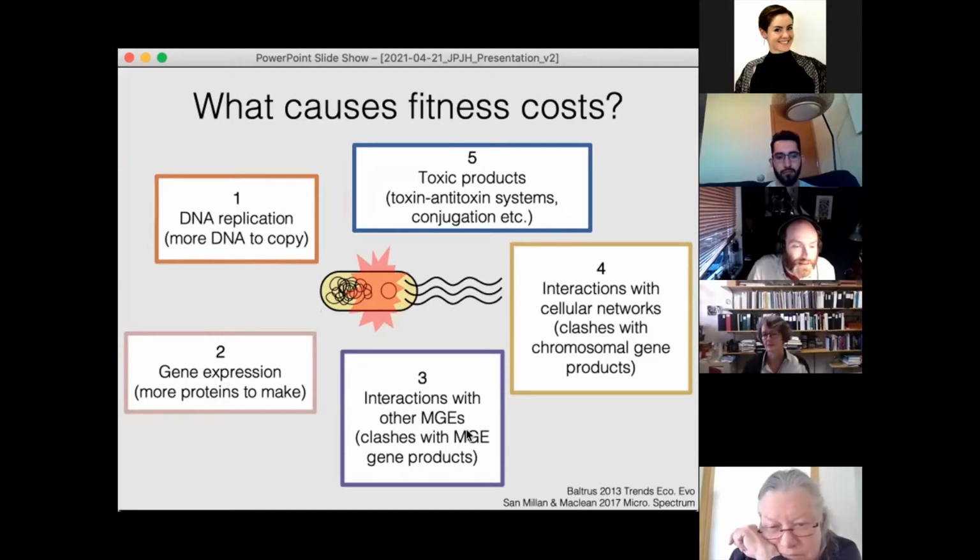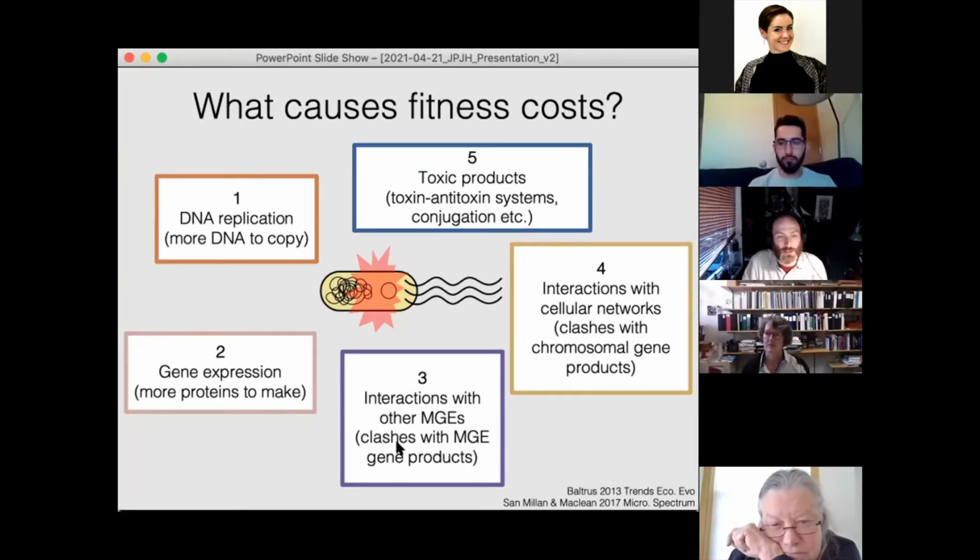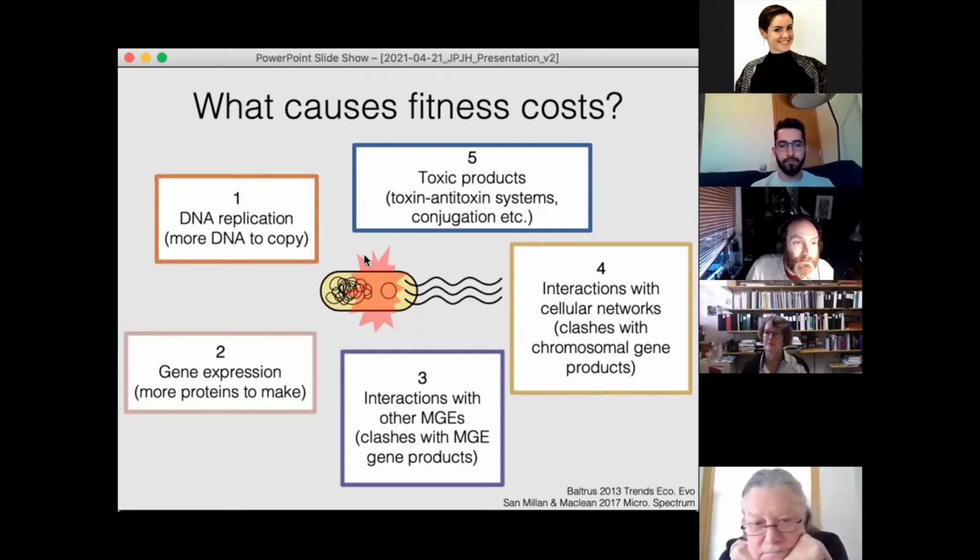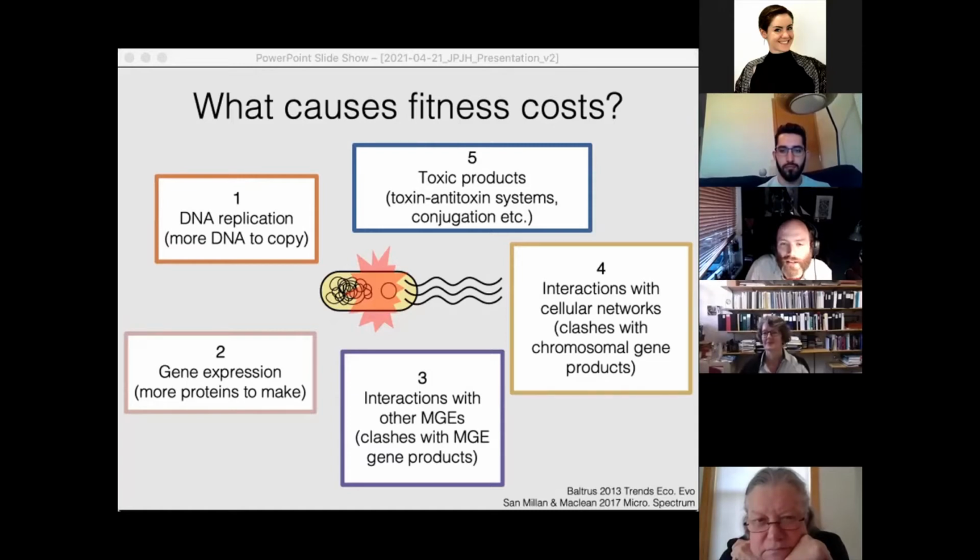They might interact either with other mobile genetic elements, other plasmids or chromosomal islands and so on. So there might be clashes with these systems. There might be clashes with the general cellular network and cellular physiology. And it may be that plasmids are costly because they encode toxic products. So I'm going to activate the next poll if I can. And I want you to vote on where you think the dominant source of plasmid costs comes from.